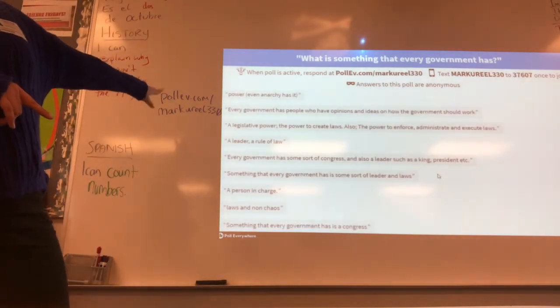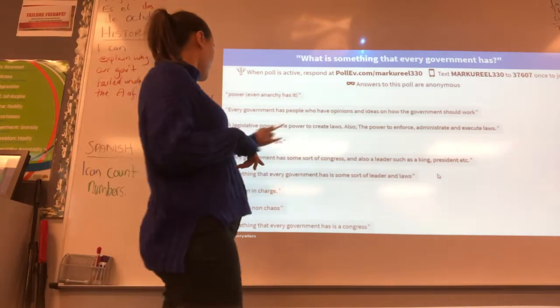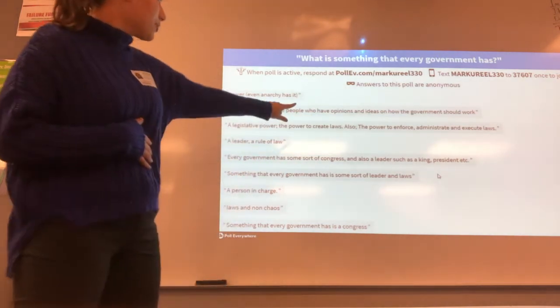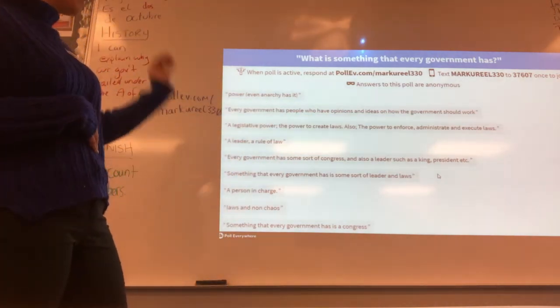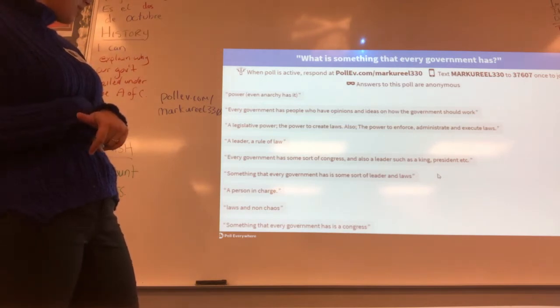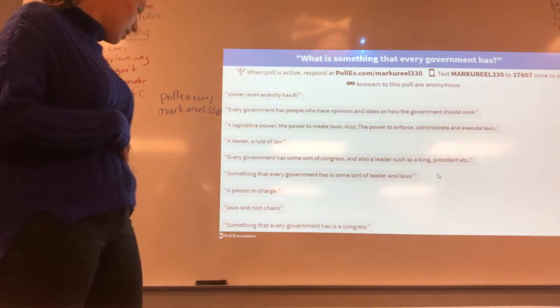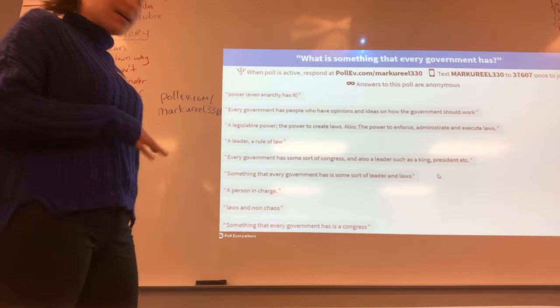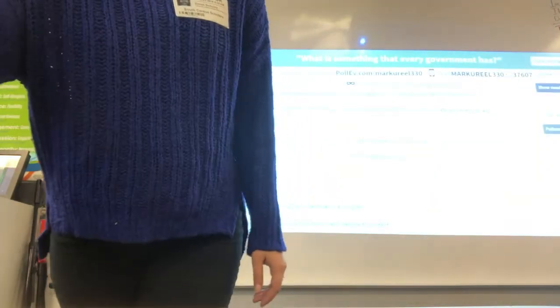Opinions and ideas on how the government should work. I like this one a lot. Power to create laws, the power to enforce, administrate, and execute laws. A rule of law, laws and non-chaos. Good job, you guys did a good job. That's exactly what I wanted you to get out of that.